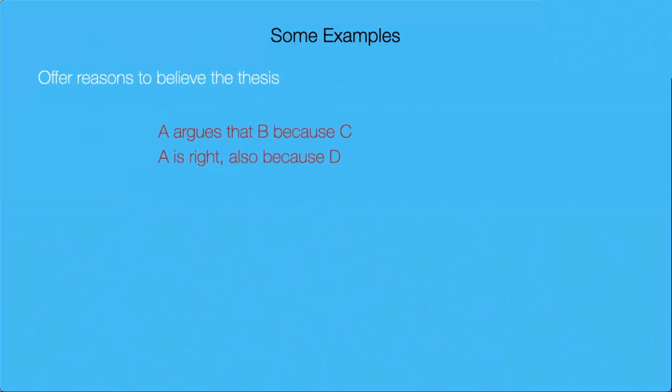Offer reasons to believe the thesis. So here we can see that A argues that B because of C. A is right, but also because of D. So you offer new reasons to support the original argument. So you can say Descartes has the argument for I think, therefore I am. His argument is convincing. And there's another argument he could have made for the same conclusion that supports him that he didn't make, but I can offer that argument. And so in this way, you just support him, or you support the argument, but for other reasons.